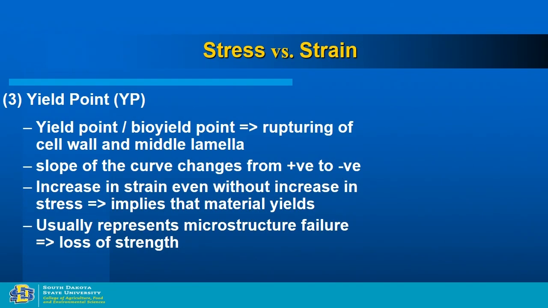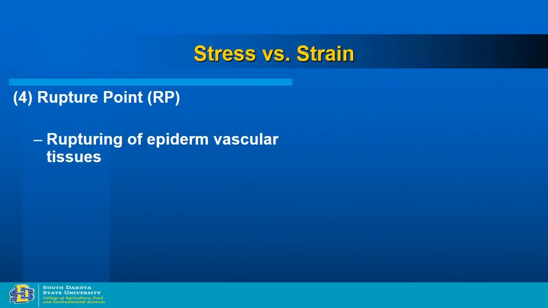Usually it represents microstructure failure and loss of strength, and then finally you get the rupture point, with rupturing of epithelial and vascular tissues. And again, as I said before, these are all for natural materials. For new products we develop, every material will have a rupture point, but they may not have a yield point.